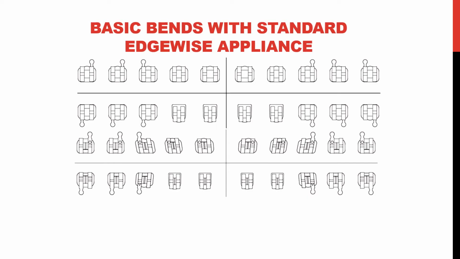These are two sets of appliances. The upper one is a standard edgewise appliance, while the lower is a straight wire appliance. You can see that with the standard edgewise appliance, there is no difference in angulation between different brackets, while for the straight wire appliance, each bracket has its own angulation.